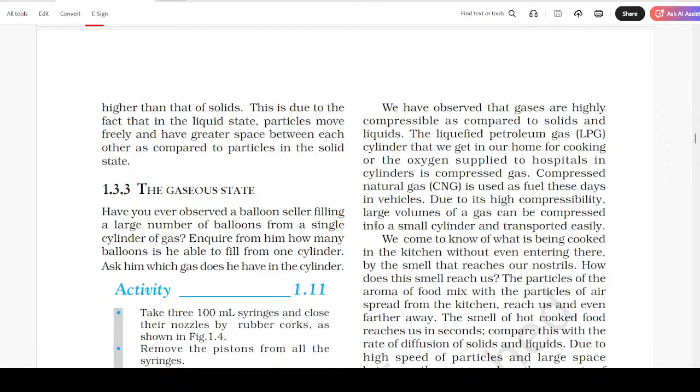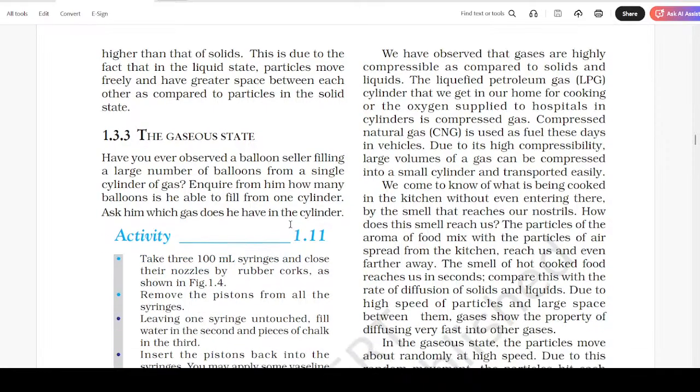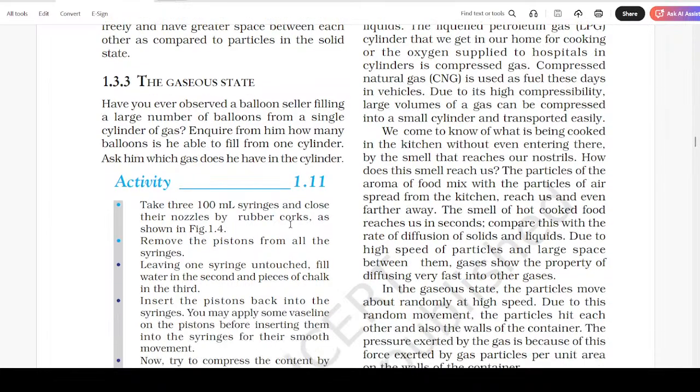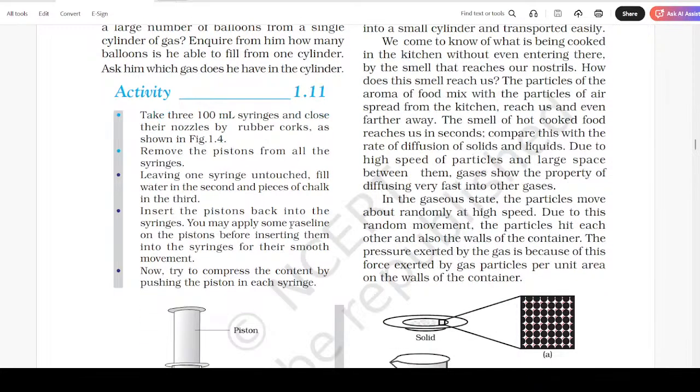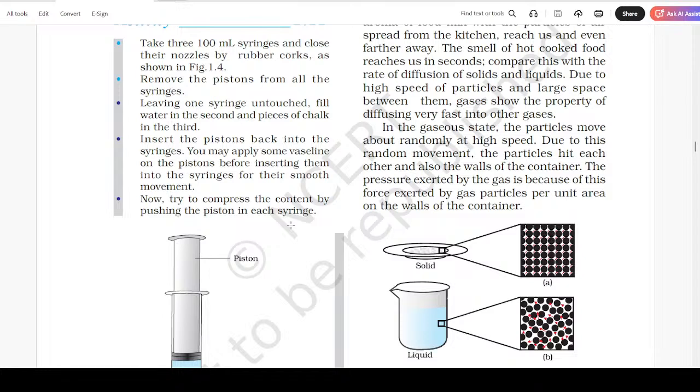Compare this with the rate of diffusion of solids and liquids, due to the high speed of particles and large space between them. Gases show the property of diffusing very fast into other gases. In the gaseous state, the particles move about randomly at high speed. Due to this random movement, the particles hit each other and also the wall of the container. The pressure exerted by the gas is because of this force exerted by gas particles per unit area on the walls of the container.